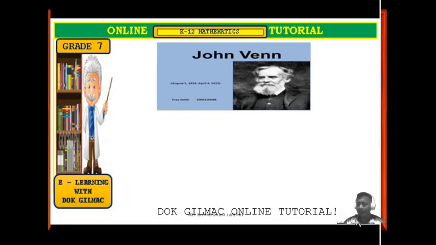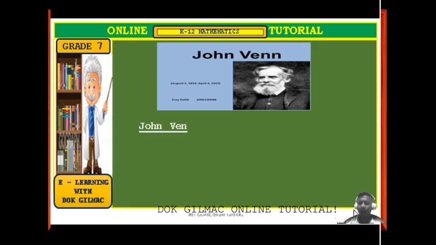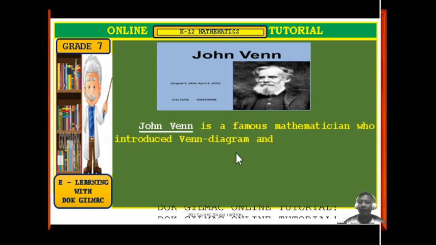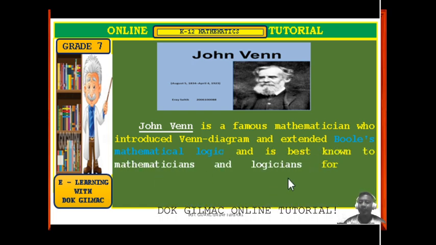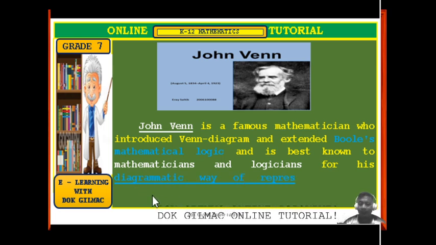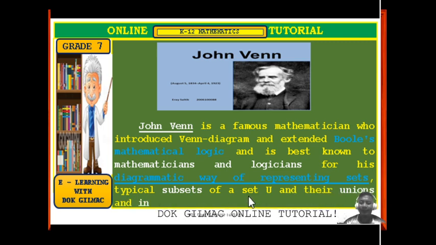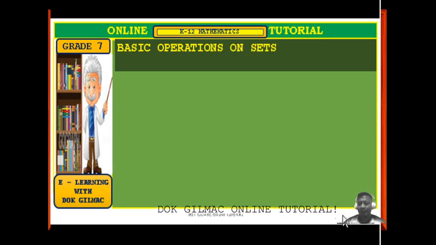Now, let's have a simple recall on the contributions of John Venn. John Venn is a famous mathematician who introduced the Venn diagram and extended Boole's mathematical logic, and is best known to mathematicians and logicians for his diagrammatic way of representing sets, typical subsets of the universal set U, and their unions and intersections. Okay? Now, let's have the basic operations on sets.